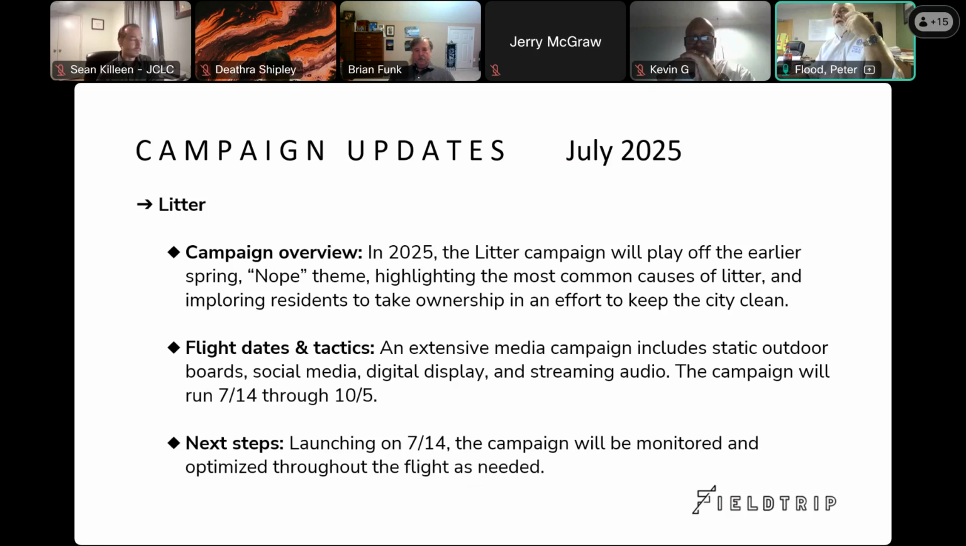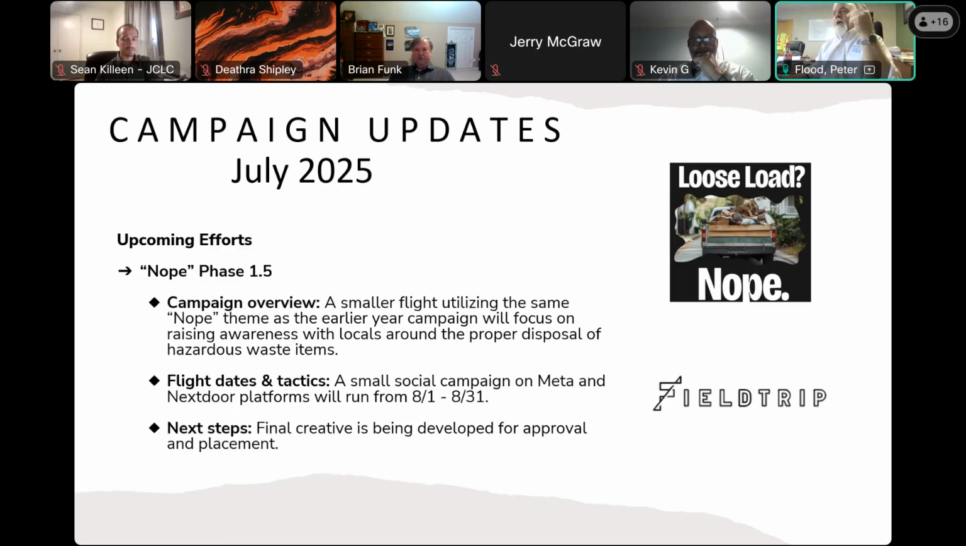The litter campaign is in full development. We are at the point where some of this is already hitting the streets. This is our major keystone campaign, and we haven't got any updates as to how far it's out there. And then we have another upcoming effort that is going to be phased in August, and that is going to be focused on a smaller flight.